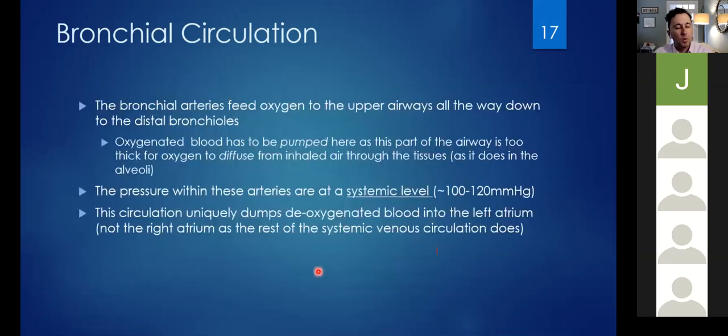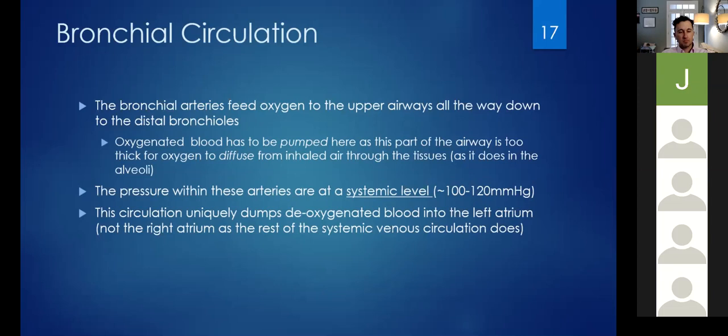Now, one thing that's a little bit unique about the bronchial circulation is that all of the deoxygenated blood that is coming back to the heart actually dumps into the left atrium. So this is different than all the other deoxygenated blood in the body that dumps into the right atrium. And so the bronchial arteries branch off the aorta. They supply oxygen to the trachea and the bronchioles. And then the bronchial veins dump this deoxygenated blood into the left atrium.